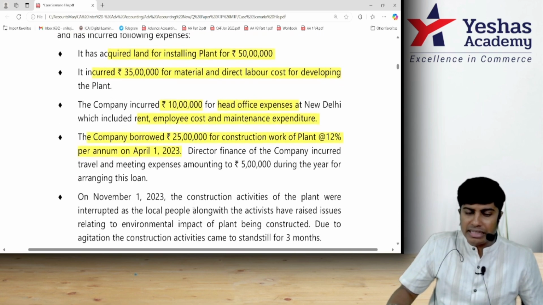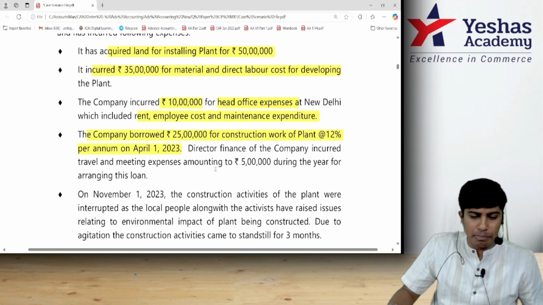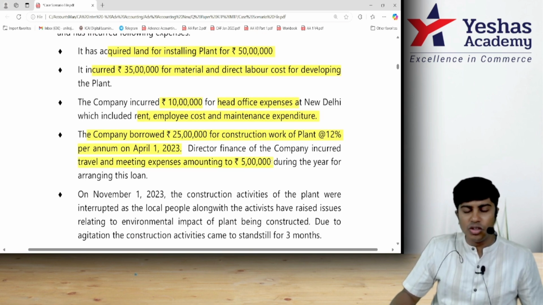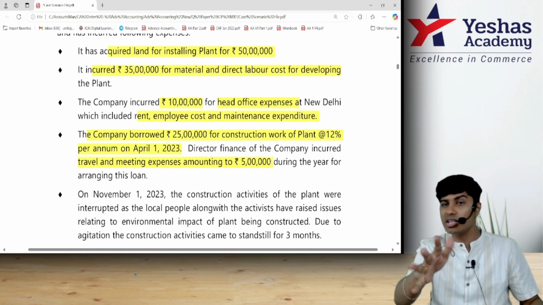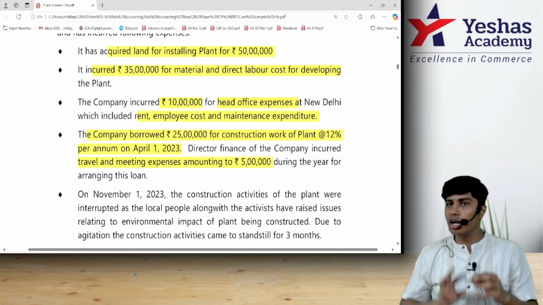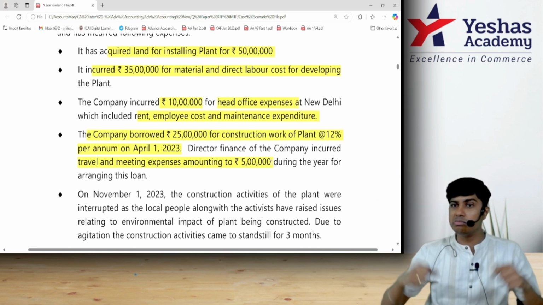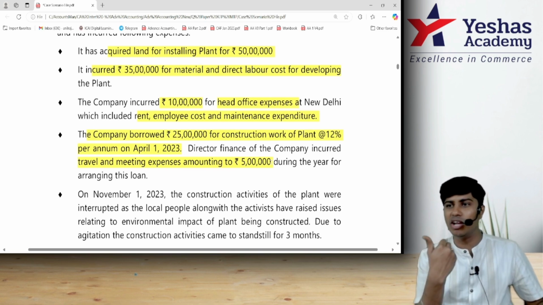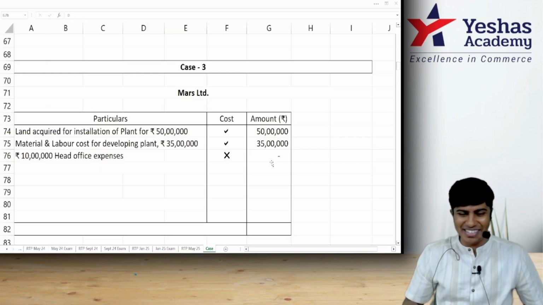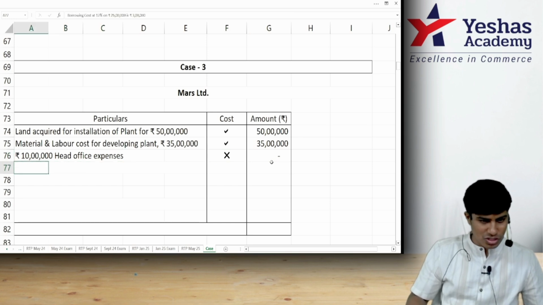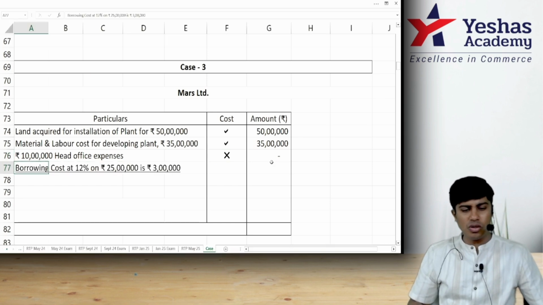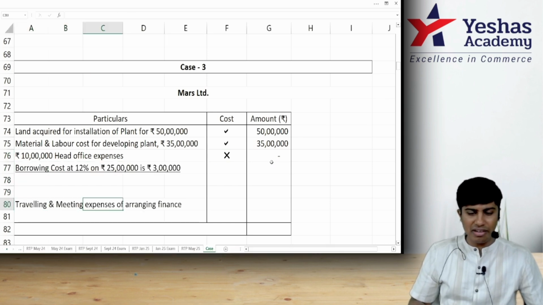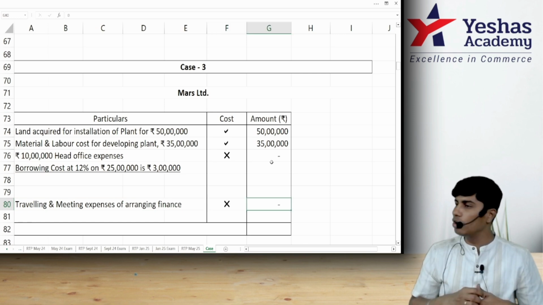Understood? Then, the director finance of the company incurred traveling and meeting expenses amounting to rupees 5 lakh during the year for arranging the loan. This cannot be capitalized. He is going to meet the financier. For all that, they've incurred 5 lakh rupees expense to get 25 lakh rupees. So is that included? No. Whatever those traveling and meeting expenses, they will not be included.